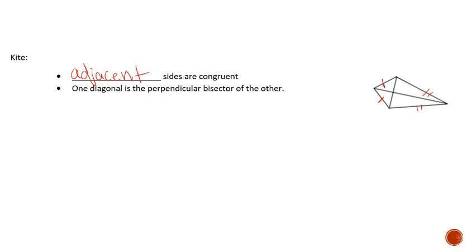The last thing you need to know about a kite is that one of the diagonals is the perpendicular bisector of the other. So this is perpendicularly bisected, meaning that these four angles are all right angles. And then the shorter diagonal is always the one that is bisected. So this side right here is being bisected, so this section is congruent to that section.